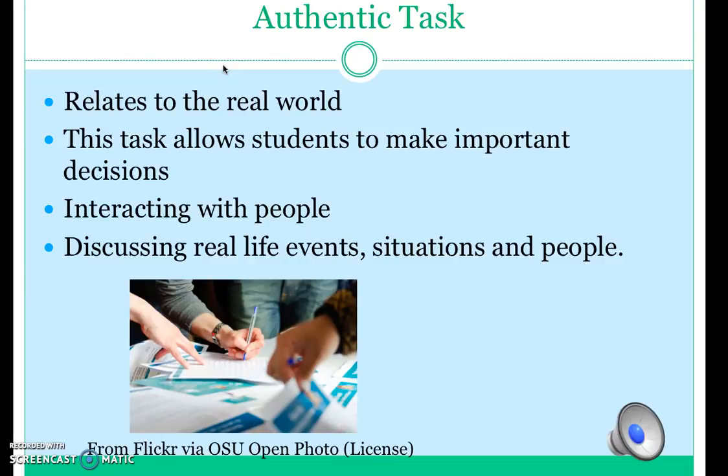An authentic task is a task that relates to the real world, a task that includes and is likely to happen in real life. This project is an authentic task because the students will have to make important decisions as they would in a job. They would have to interact with real people and will have to discuss and be able to talk about real life events, situations and people. Potentially this could and most likely will happen to real students in the future when talking in Japanese.